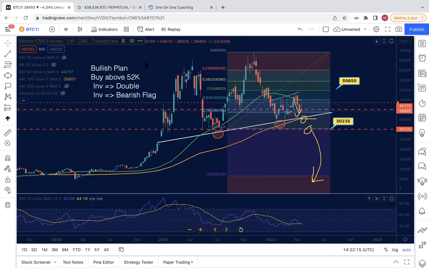Here we talk about the psychology of the market, guys. Trading should be simple, but it should respect the rules of the game. These are the rules of the game. Okay, this is the bullish plan, the unlikely one for now. The more unlikely one to happen would be the bearish one.